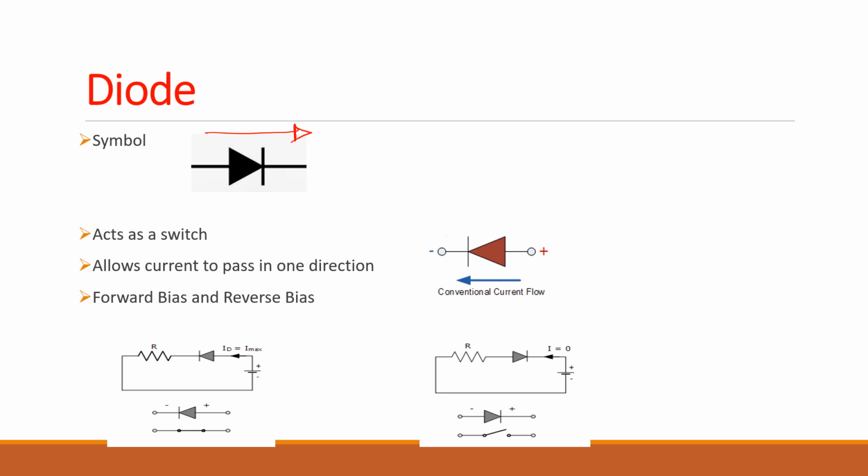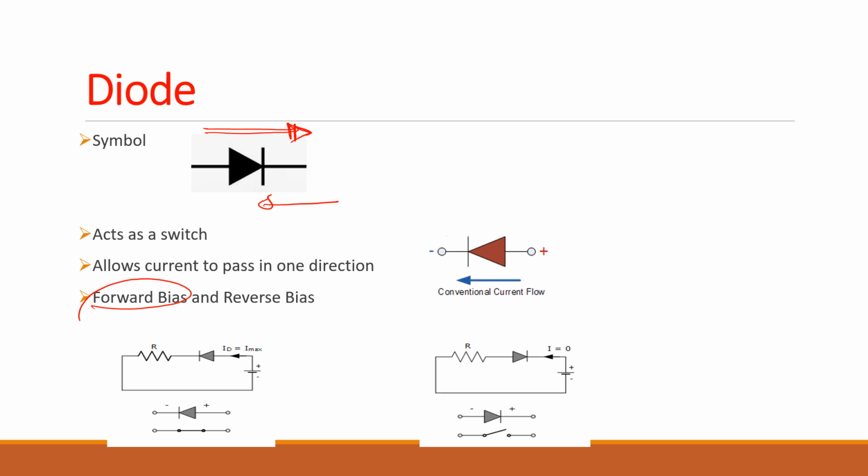Okay, so when the current is going in this direction, we call it forward bias. And if the current is coming from this side in a circuit, we call that the reverse bias. Do you understand what I mean?